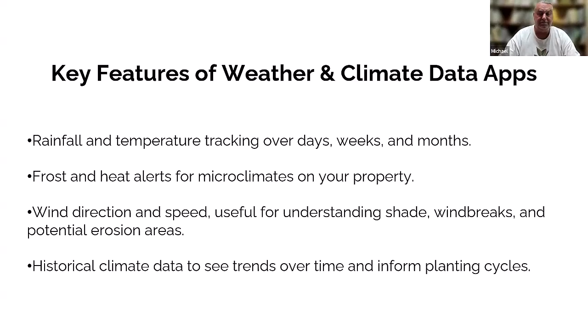Frost and heat alerts for microclimates on your property. Wind direction and speed, useful for understanding shade, wind breaks, and potential erosion areas when we get to design, after we go through an observation. And historical data to see trends over time and inform planting cycles when we're getting into the planting phase. So those are the key features that we're looking at in these apps to get the information that we want. Like I said, there's lots and lots out there, but it's about finding the key features.